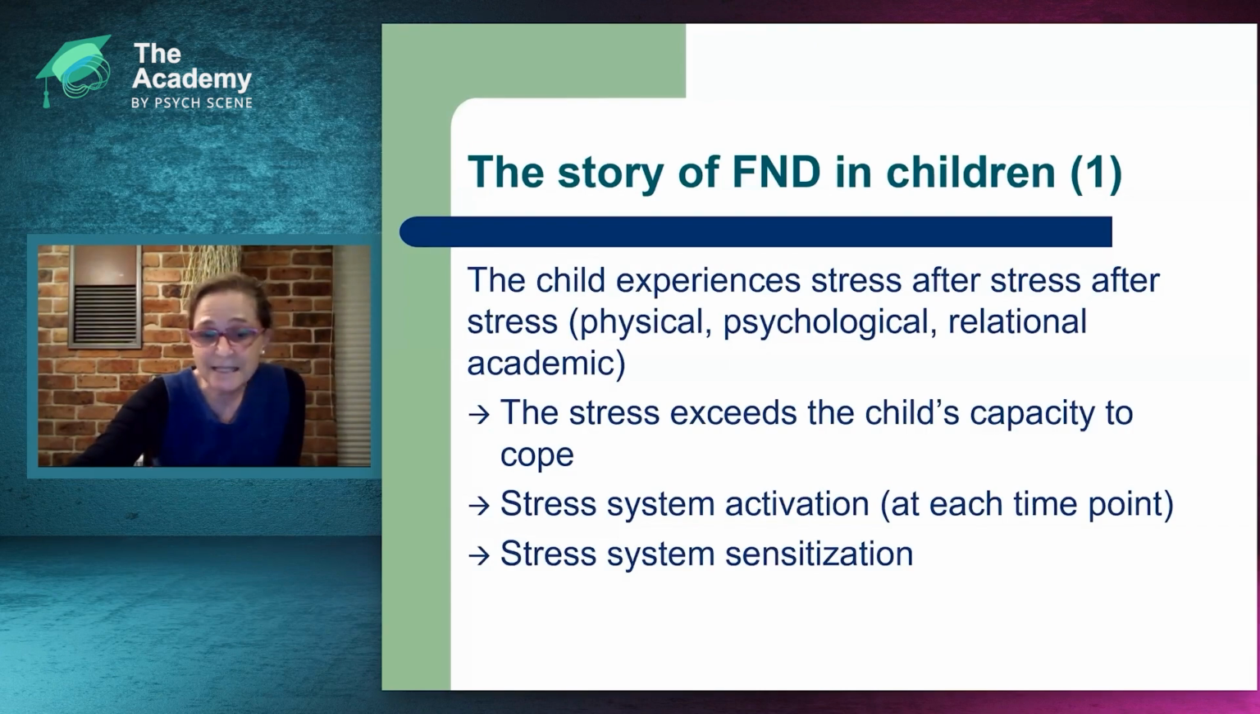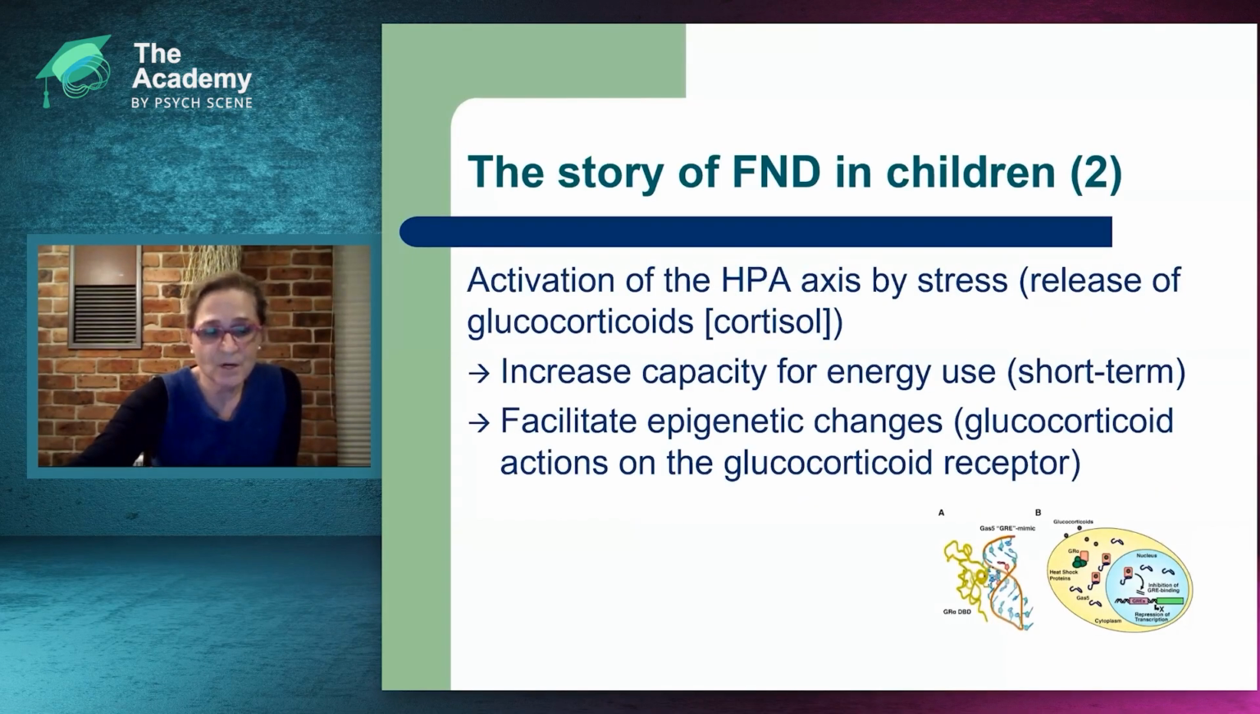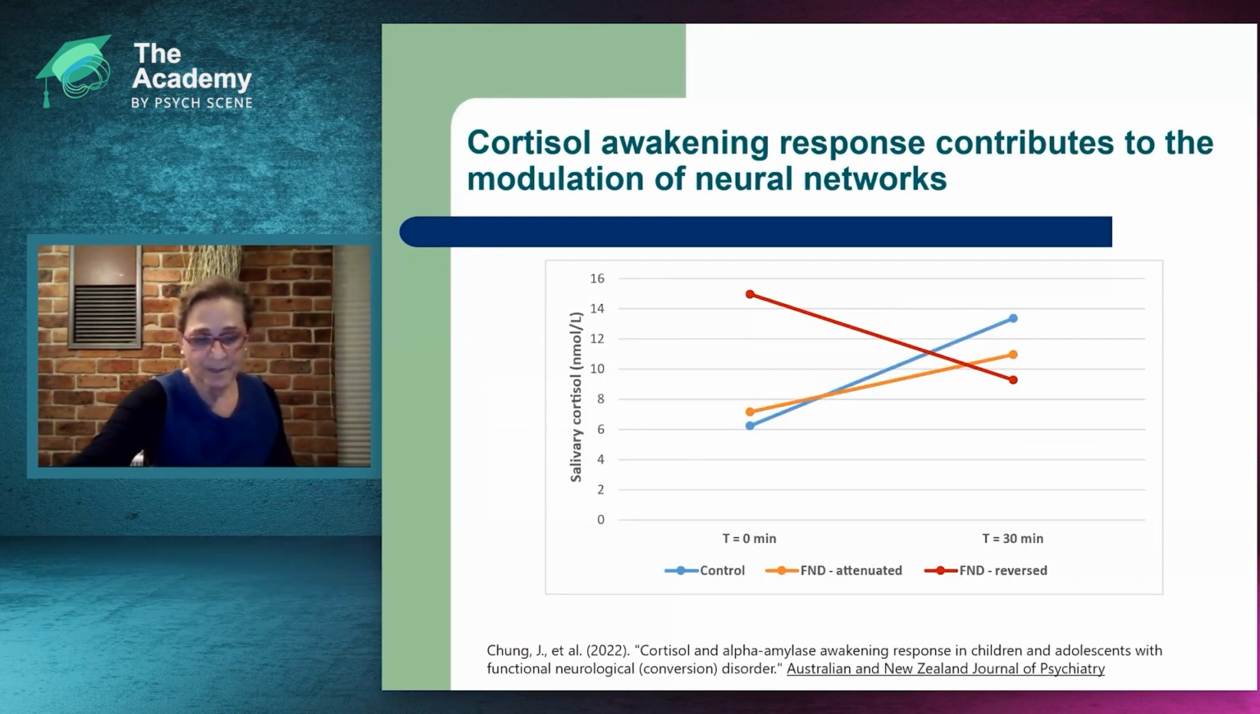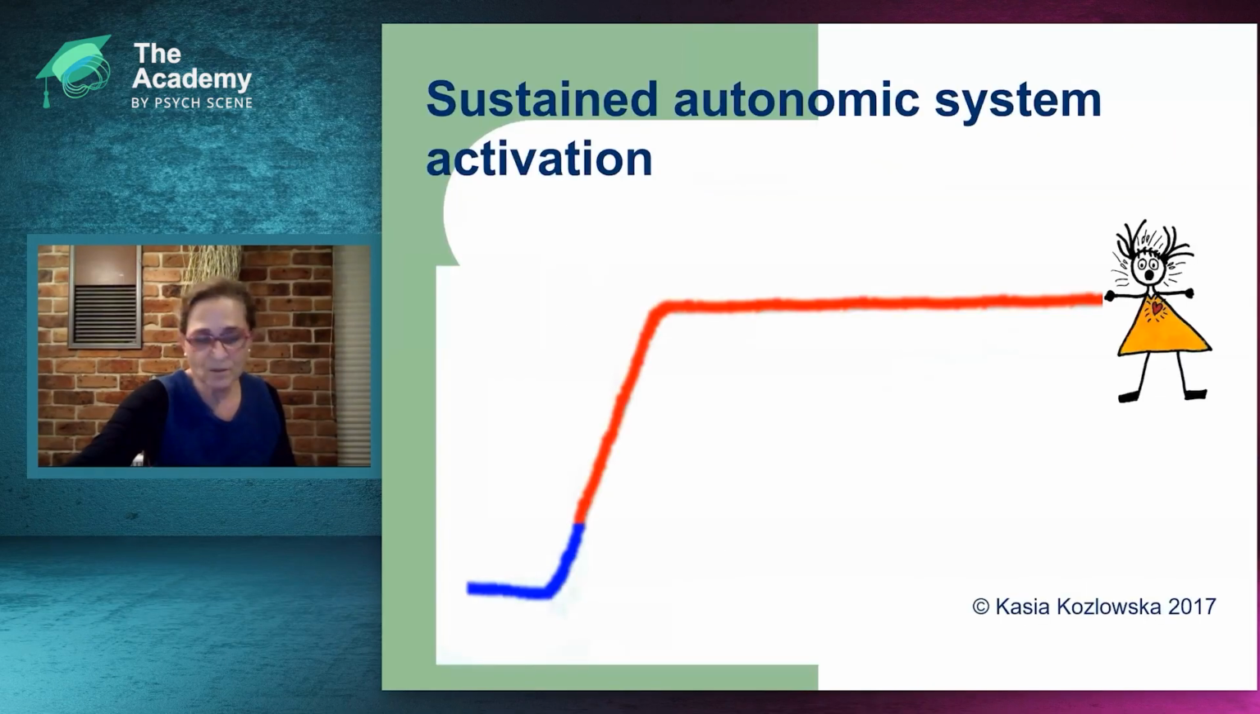The child with FND experiences stress after stress after stress. The stress exceeds the child's capacity to cope. At each time point, the stress activates the stress systems in the body and brain. Repeatedly, various components of the stress system are sensitized. Stress causes HPA activation and increase in glucocorticoids, cortisol secretion. Glucocorticoids increase capacity for energy use in the short term, but they also facilitate epigenetic changes. So they allow life experiences to be biologically embedded to change brain and body function. The findings of attenuated or reverse CAR in our kids suggest a picture of chronic stress. Stress also causes the autonomic nervous system to activate, and this system stays overactivated in kids with FND.